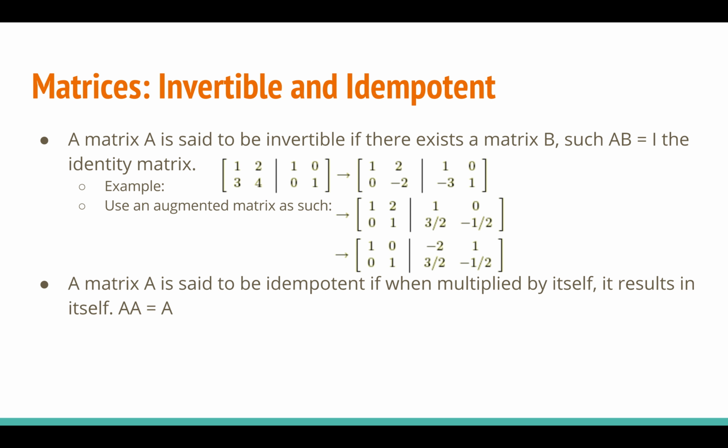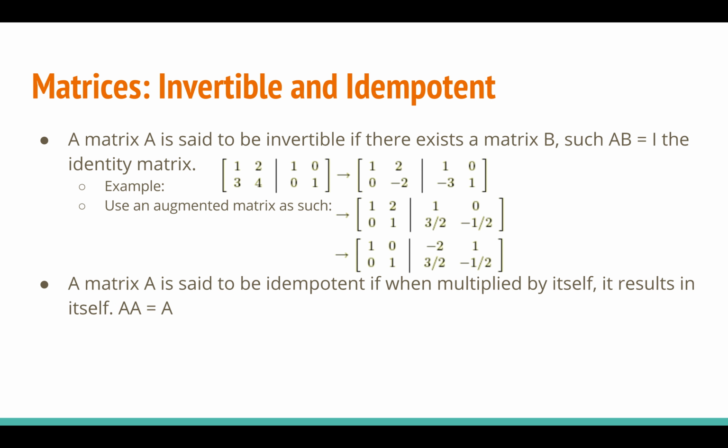Okay. So invertible and idempotent matrices, right? A matrix is said to be invertible if there exists a matrix B such that AB equals I, B being the identity matrix, A being the original matrix. So here I have an augmented matrix: 1, 2, 3, 4, 1, 0, 0, 1. I move the numbers over, I make the numbers look different, and then I get the inverse.